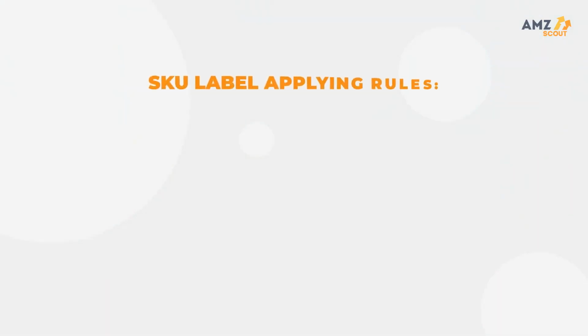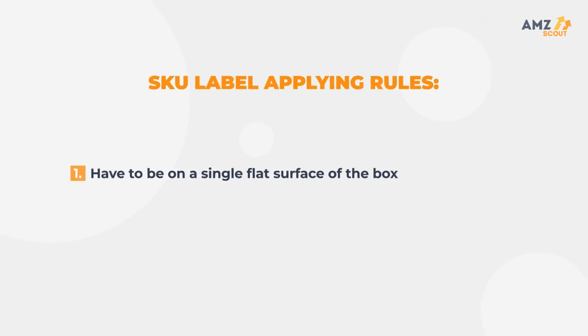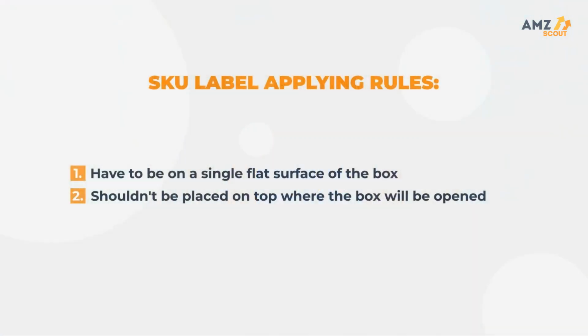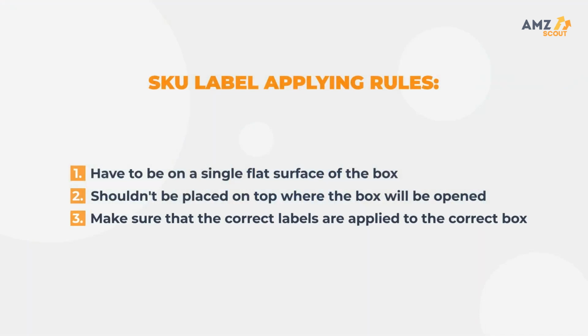There are a few rules when it comes to applying these labels. They cannot be pasted so that they're bent over the side of the box. They have to be on a single flat surface. They cannot be placed over a crease or any place on the box that might cause a rip or tear. In other words, make sure that your label is on a single side of the box and not on the top where the box will be opened. You should ask your supplier to send you photos of your shipment so you can see these labels are correctly applied. If you have any mixed inventory, make sure that the correct labels are applied to the correct box.